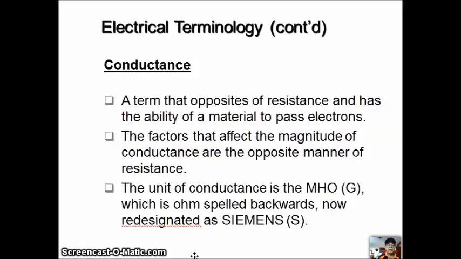The next is conductance. What is conductance? This is not a common term used in electricity, but we know it is the reverse of resistance, 1 over R. There's a term that is used opposite to resistance. And the unit is the siemens. It used to be the mho, which is ohm spelled backwards, opposite of ohm. But now they have come up with a new unit, which is the siemens.